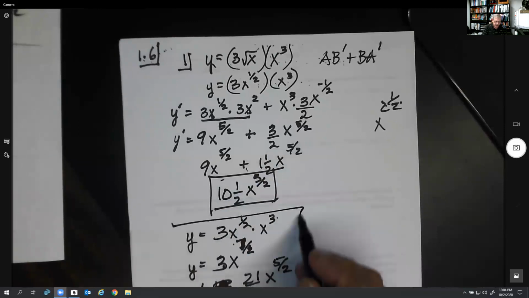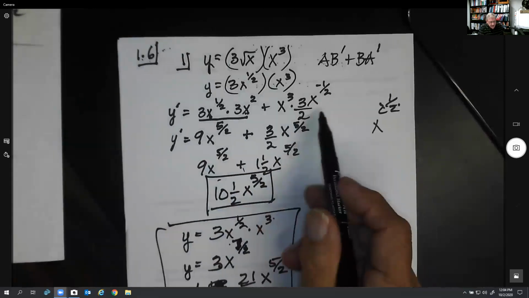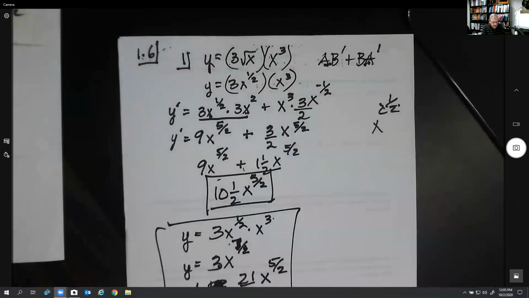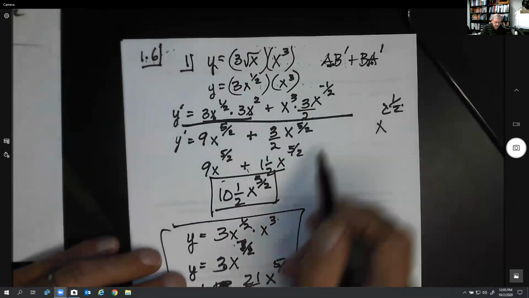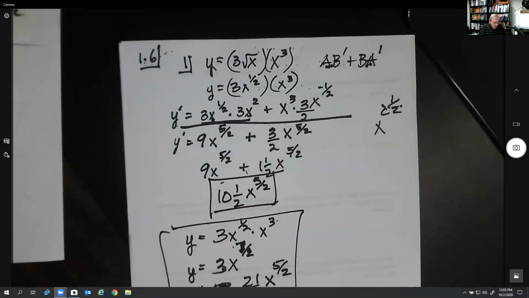You see, of course, this would have been faster, but they wanted you to get practice with using this rule here. So when you do that, you can't just stop and say, I'm done right there, because you're not done. You have to do a lot more work to it.